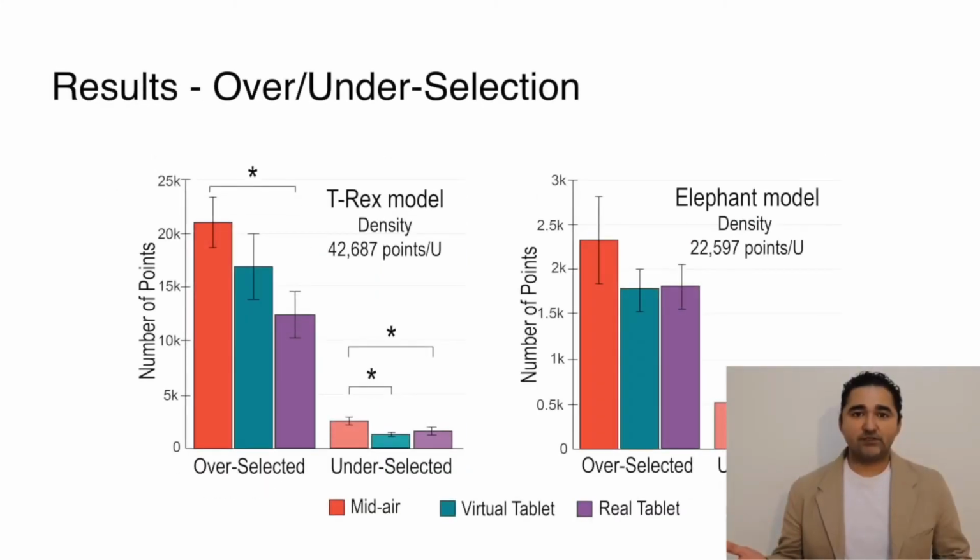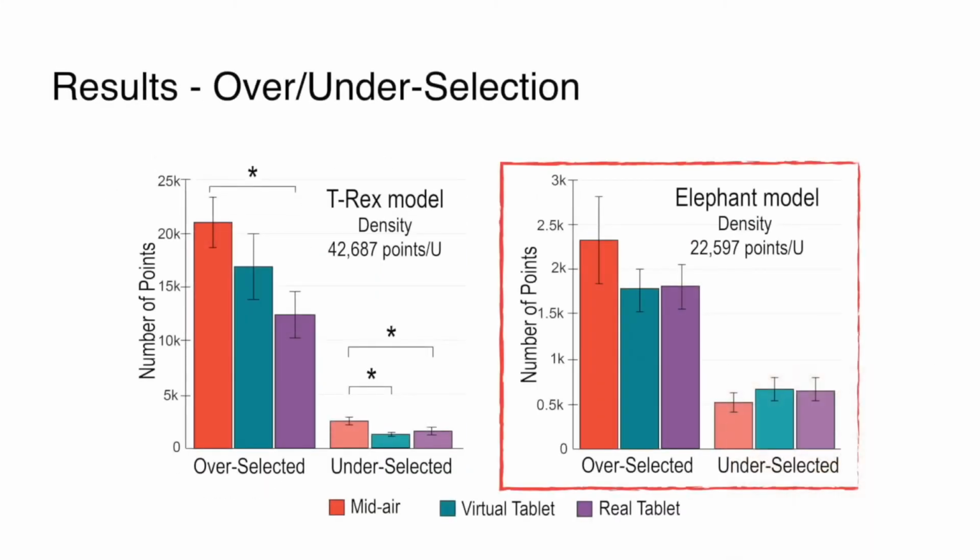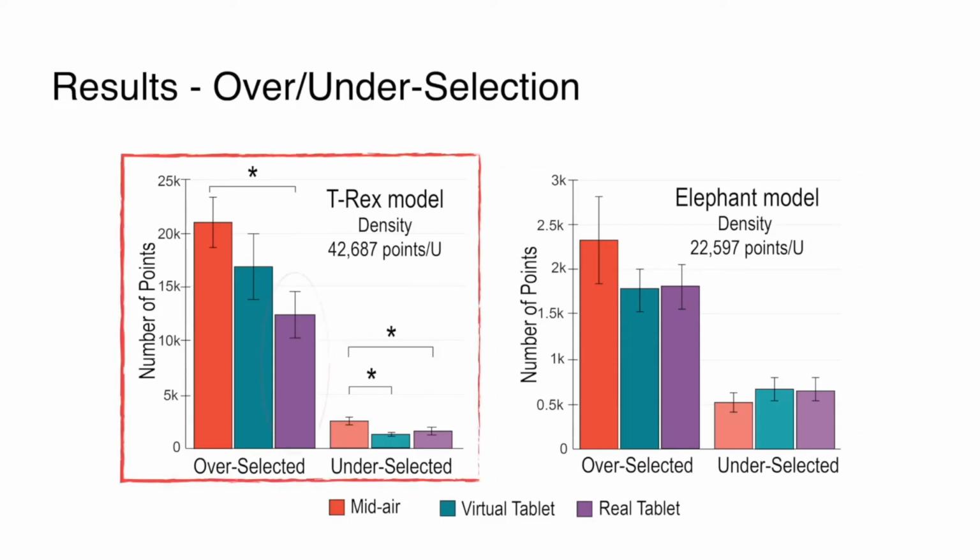In terms of under-selection and over-selection, our results show no benefit of the tablet conditions, virtual and real, when selecting the elephant model. However, for the T-Rex model, we found that only during the real tablet condition, participants over-selected significantly less than during the mid-air only condition. This suggests that in terms of over-selection, participants benefited more from the physical tablet surface thanks to the stability rather than having an extra visualization given by the slicing volume tool.